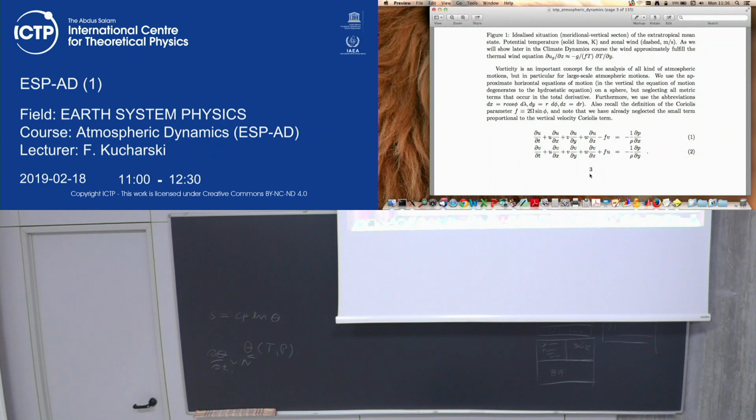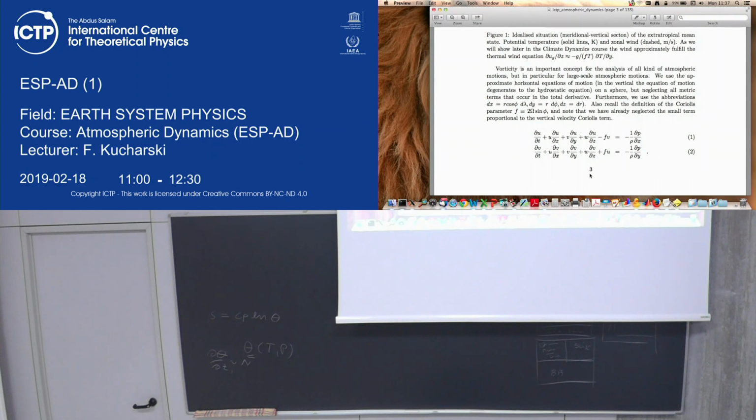So what are these terms? How do we call this term? Advection. Generally, these are the advection terms. We have said this is the Coriolis term, and what is this? Pressure gradient force. So there are other terms we have obviously dropped.